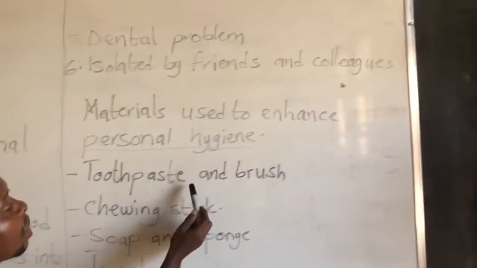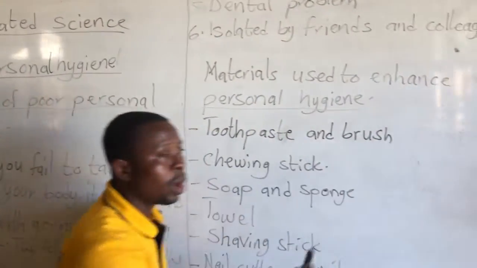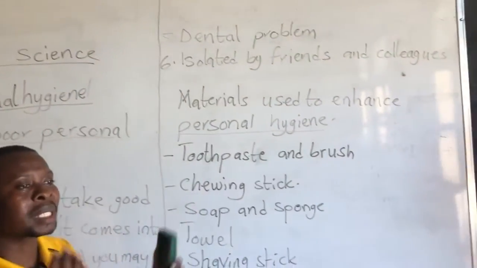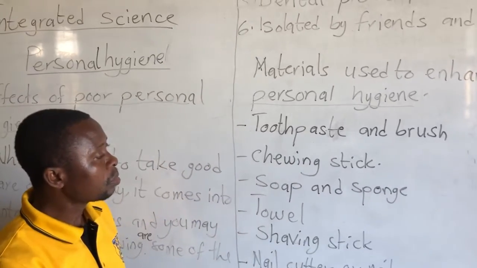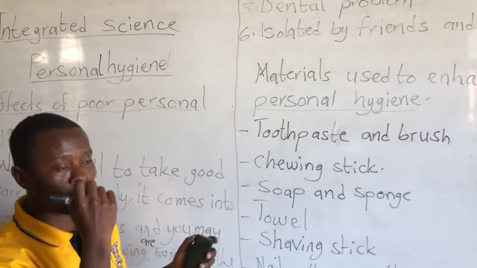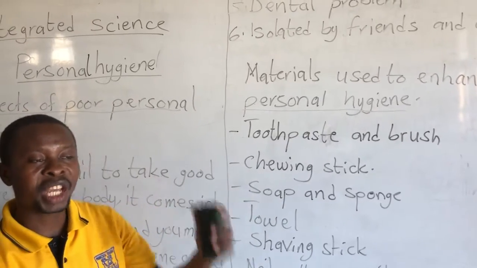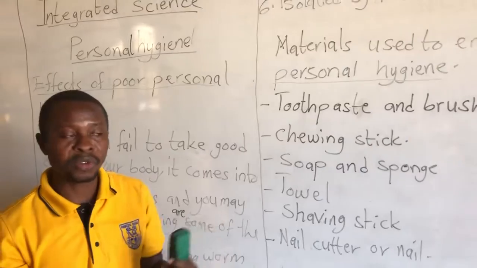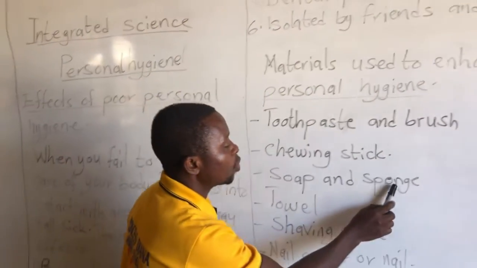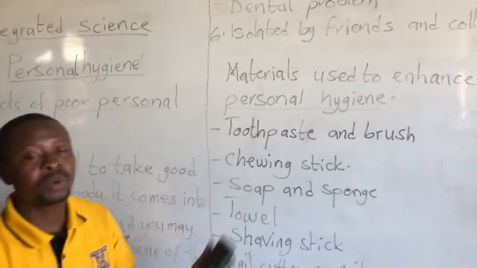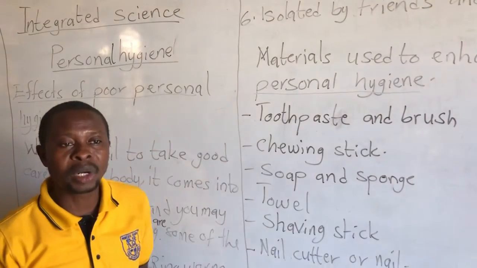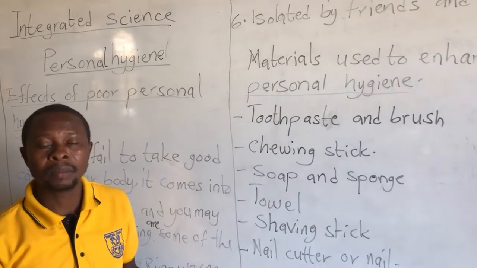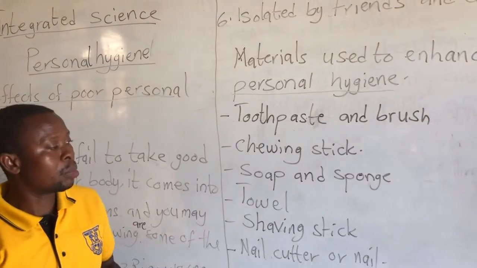Then we have our toothpaste and brush. The toothpaste at times you can share, but the brush you are not to share with anybody because it's your personal item. Now we have the chewing stick. Since you use it to clean your teeth, you don't have to share it with any of your friends. Then we also have soap and sponge. The soap at times you can share with your friend or siblings, but the sponge, because you use it to clean your body, is your personal item.